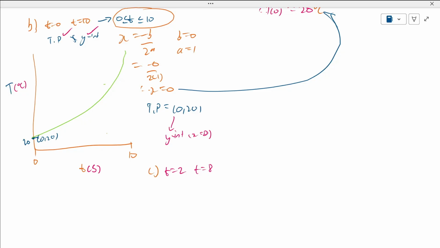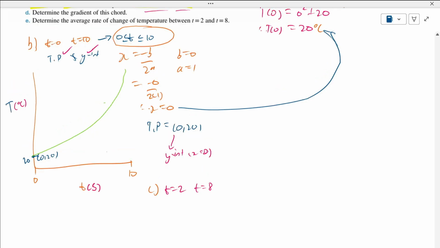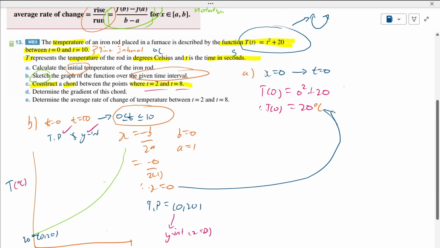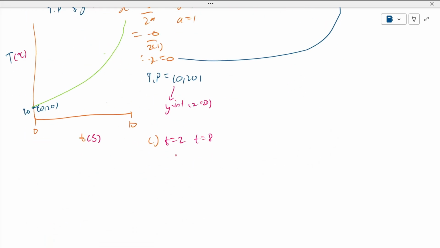So all we're going to do is sub it into our equation. We know that T of t equals t squared plus 20, so we can state our equation again: T of t equals t squared plus 20. Let's calculate T of 2 first, which is 2 squared plus 20, which is 4 plus 20, therefore 24 degrees Celsius.